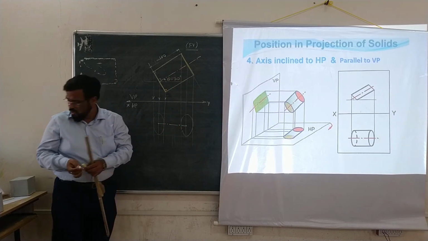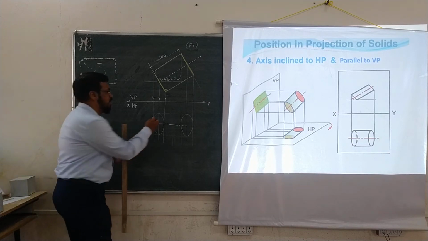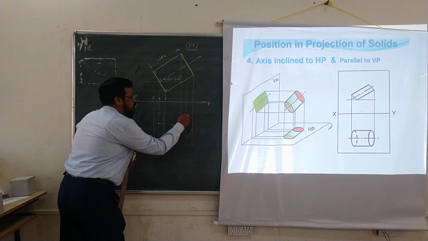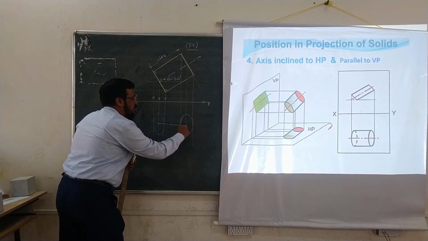So this is the true length of the axis and this is the top view length of the axis. So in the top view, if you refer to this figure, I may draw, this will be clearly seen in the form of an ellipse.